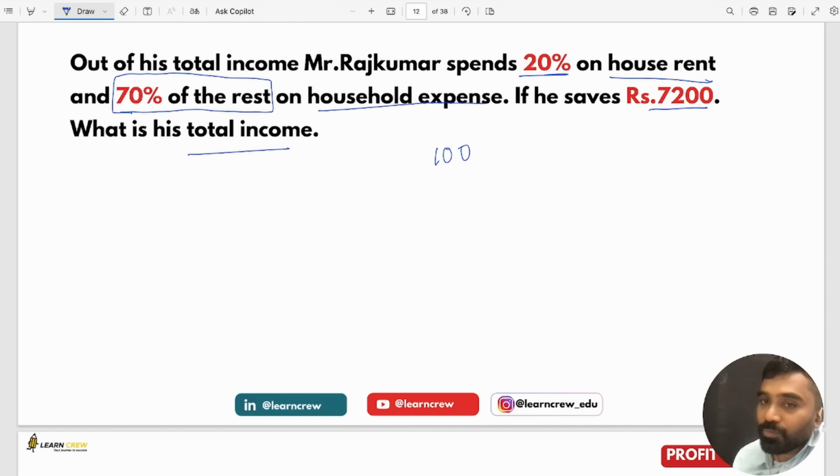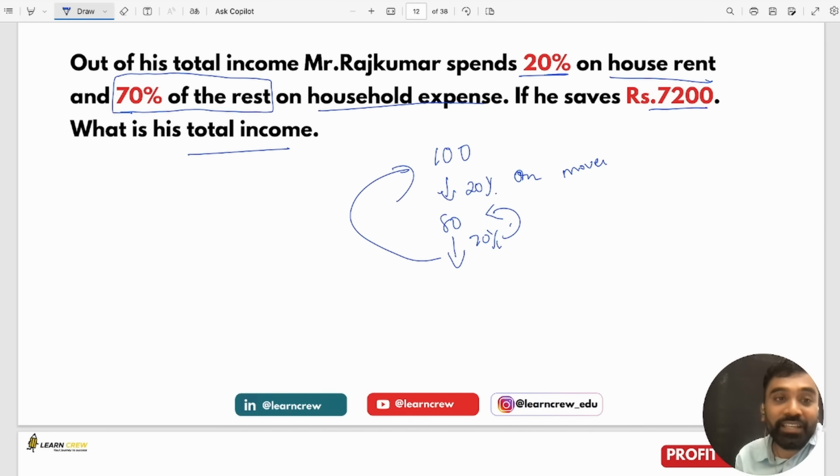Imagine you have 100 rupees. You spent 20 rupees, or 20%, on movies. How much is remaining? 80 rupees. Now I'm telling you, you spent 70% of the remaining on household expense. What is the meaning? 70% of 80 I spent on household expense, not 70% of 100. 70% of the rest means 70% of the remaining amount. That is the meaning. Okay, wonderful, I understood this.